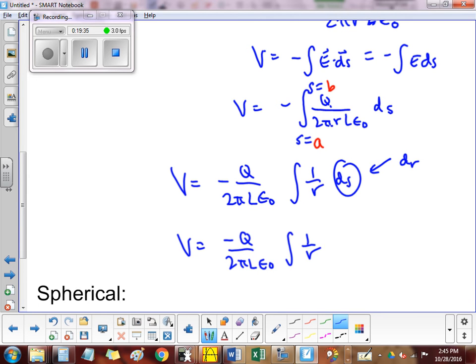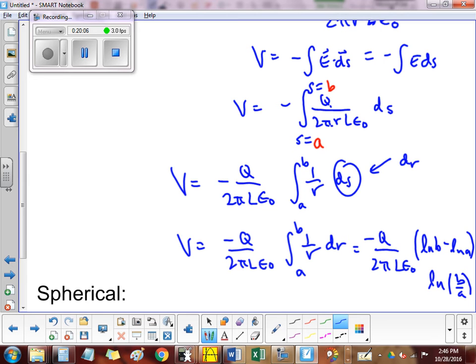All right, so we just end up with this simple integral from a to b of 1 over r dr. That's just ln r. Technically, it's ln absolute value r, but this is geometry, folks. There's no negative r's. So you just end up with negative Q over 2 pi L epsilon naught, and then you end up with ln b minus ln a. Or if you like to combine your logs, ln b over a. I don't care which one you use.